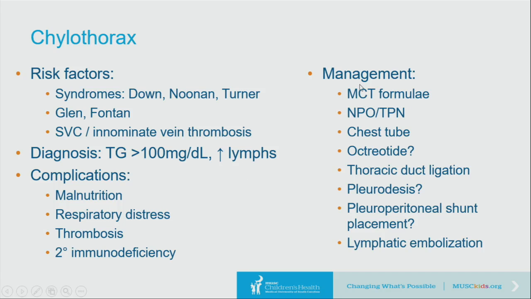And the management then is sort of an iterative process over time depending on how long the drainage has been going on and the volume of that chest tube drainage. So almost all patients will start off by being switched from a human milk-based formula to a medium-chain triglyceride formula. If that doesn't work, NPO, they may need a chest tube if there's a large effusion. And then you start getting into the muddy areas of whether a trial of octreotide is helpful or a thoracic duct ligation is the next step.